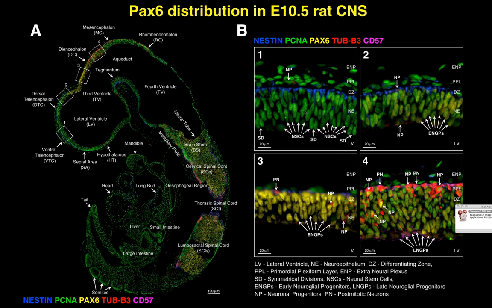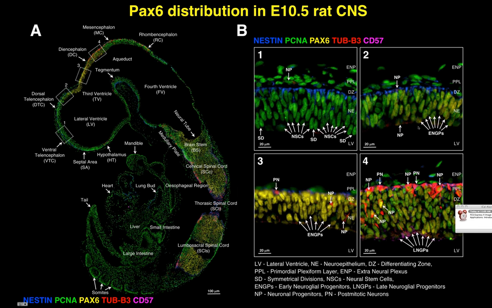So by symmetrical divisions, we mean that the daughter cells are the same as the parent cells. It's basically self-renewal for short. We can identify, just by morphology, the vertical divisions of neural stem cells. There are other cell types also proliferating outside of the brain, which is the extraneural plexus region.